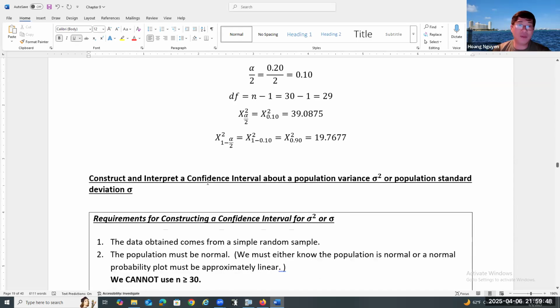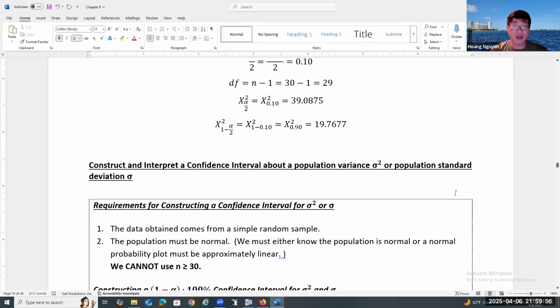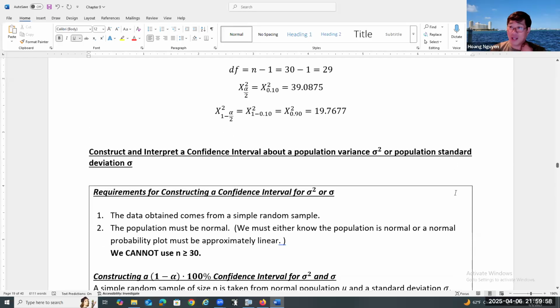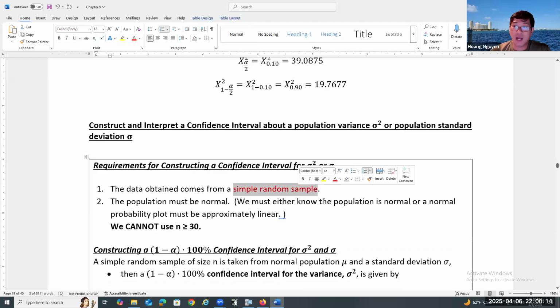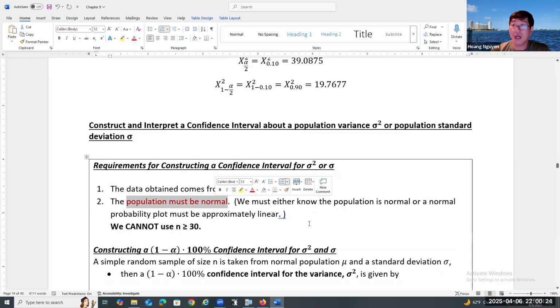So construct and interpret the confidence intervals about the population variance sigma squared or the population standard deviation sigma. So before we actually talk about the calculation, you have to double check the requirements, right? So the first requirement: make sure that the data obtained come from a simple random sample. So make sure that the sample we selected is at random. Now, the second requirement is more strict, which is the population must be normal.